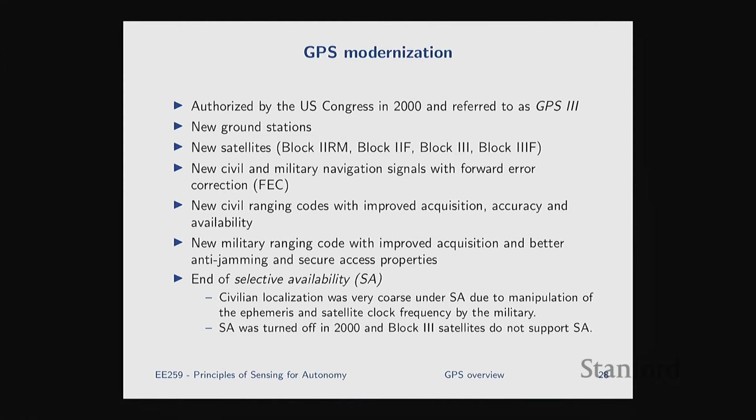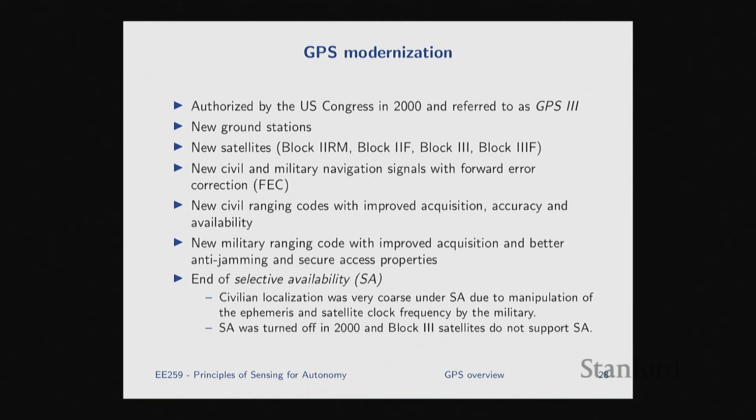All right. So let's quickly talk about this modernization that I told you about. GPS modernization was a major overhaul of the GPS system across the board, from the hardware to the algorithms, the codes that were sent, what frequencies were used, ground systems, satellites, all of it went through this big modernization effort, which was one of the best things technology-wise that the U.S. government ever did. They authorized this modernization effort, it happened in the year 2000, and it's also referred to as GPS 3. So third-gen GPS is this modern GPS system. Again, there were new ground stations, new satellites, new civil and military navigation signals, and also ranging codes.